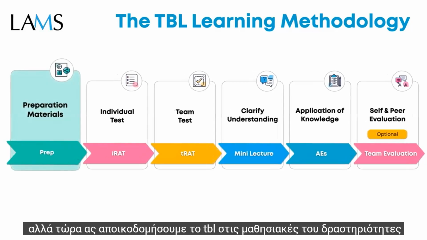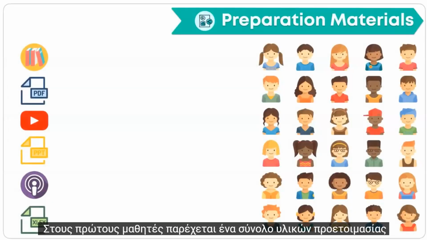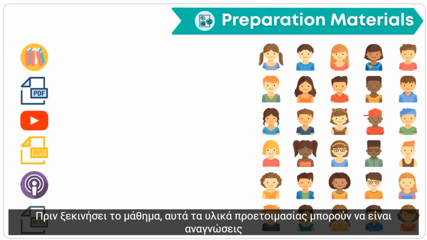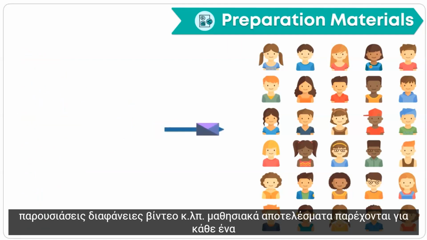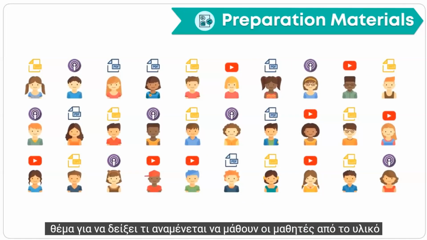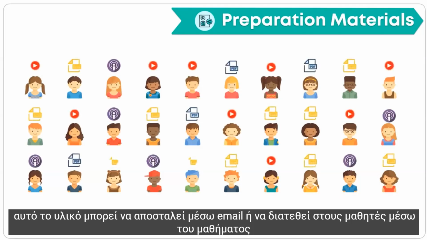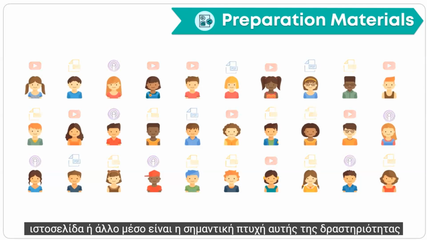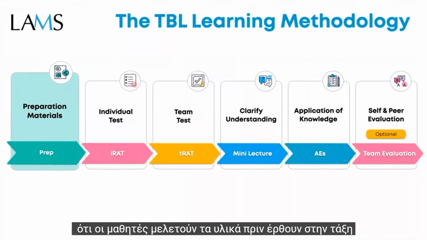But now let's deconstruct TBL in its learning activities. First, students are provided with a set of preparation materials before the lesson starts. These preparation materials can be readings, presentation slides, videos, papers, etc. Learning outcomes are provided for each topic to indicate what students are expected to learn from the material. This material can be emailed or made available to students via the course website or other means. The important aspect of this activity is that students study the materials before they come to class.